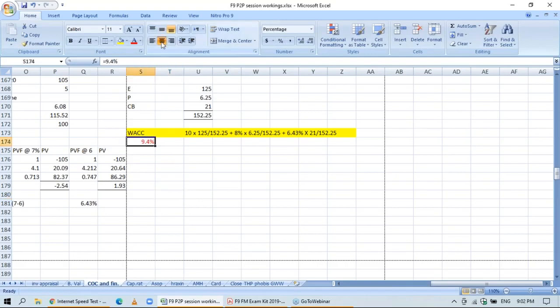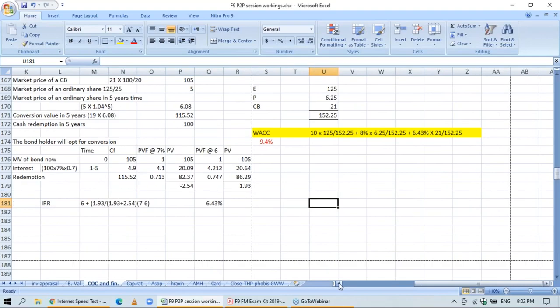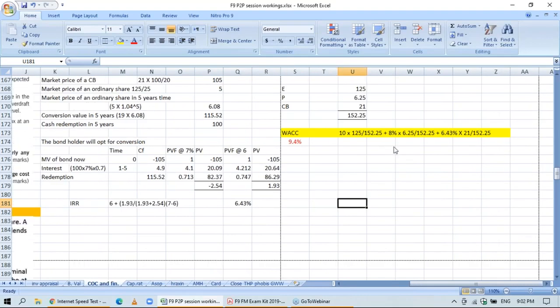So in this question, we learned calculating the cost of convertible bond and the cost of equity using the capital asset pricing model. Okay, so please you can note down if you want. I'm waiting for a minute for you to note down. Then I'll move to the next question.